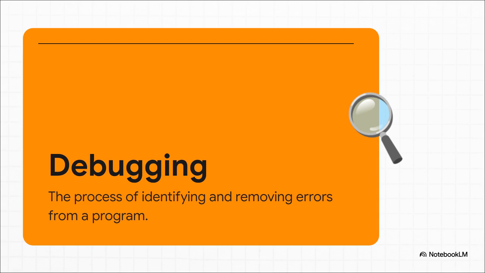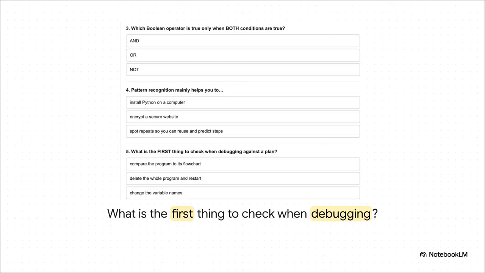When your code throws an error or just doesn't do what you want it to do, you get to put on your detective hat and do something called debugging. Debugging is simply the process of hunting down, identifying, and squashing the errors, the bugs, in your program so that it runs smoothly. To do this efficiently, professional programmers use project plans and flowcharts. So here is a final, provocative quiz question straight from your learning materials. What is the first thing you should check when you're debugging against a plan?